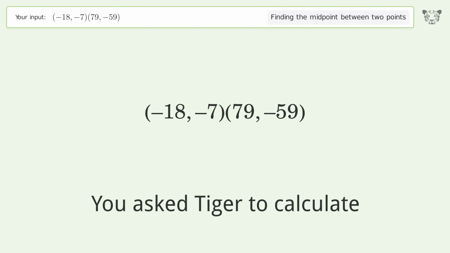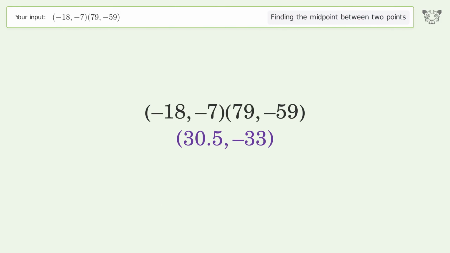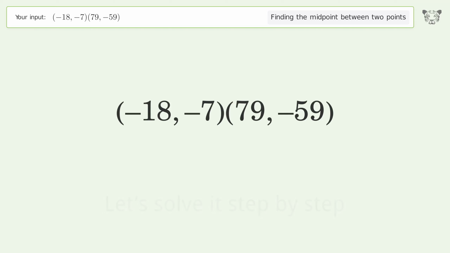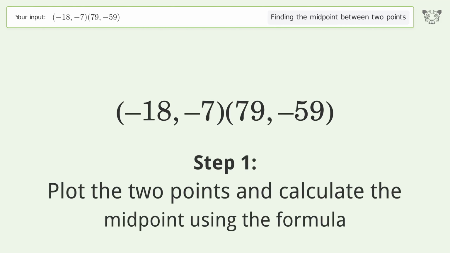You ask Tiger to calculate. This deals with finding the midpoint between 2 points. The midpoint between the 2 points is 30.5, negative 33. Let's solve it step by step. Plot the 2 points and calculate the midpoint using the formula.